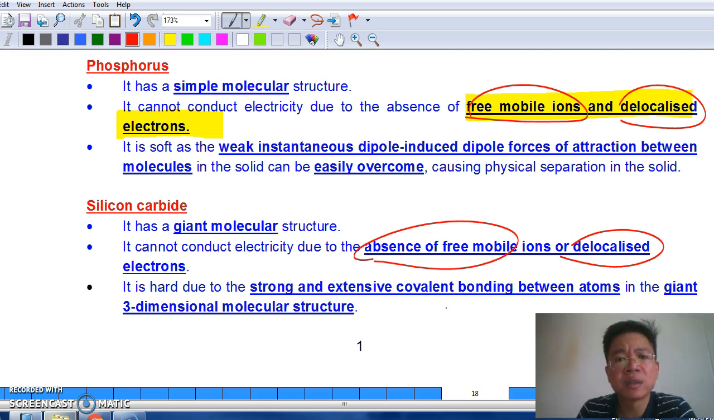Okay, so this question is pretty straightforward. There's a fair bit of memory work. But the important thing is to always identify the type of structure, and from the type of structure, deduce the type of bonding, followed by your conclusion.